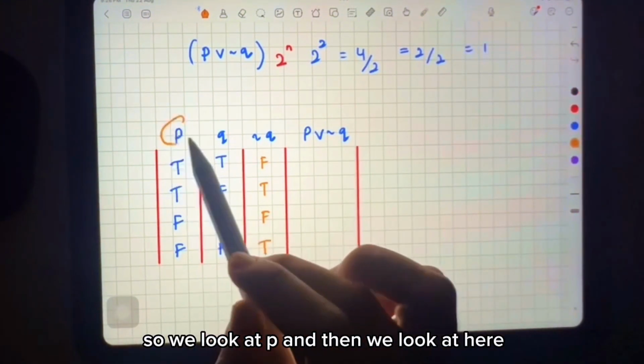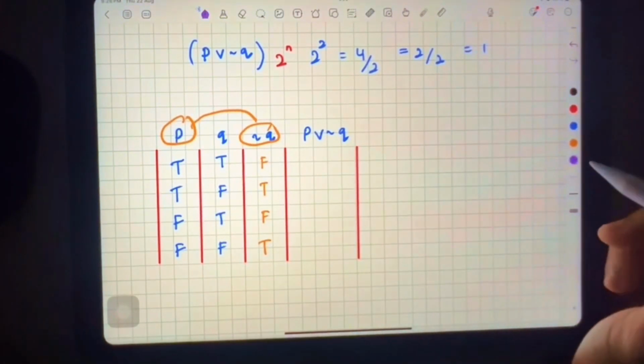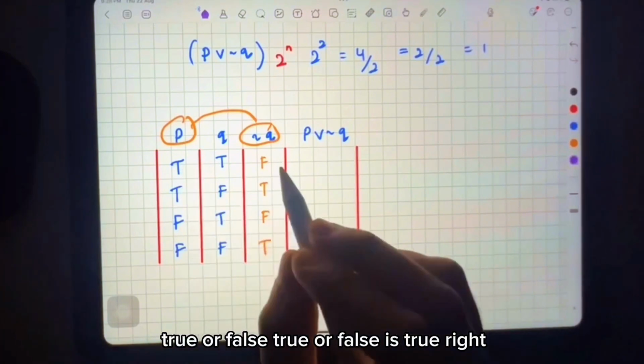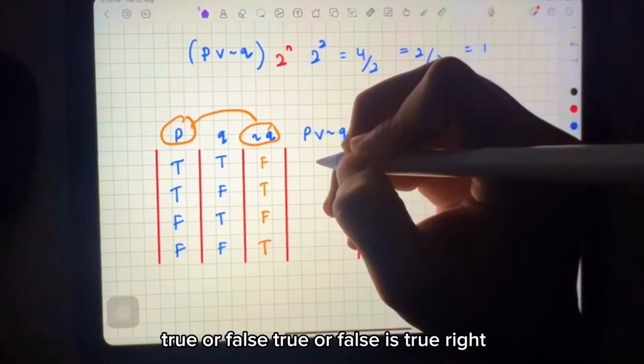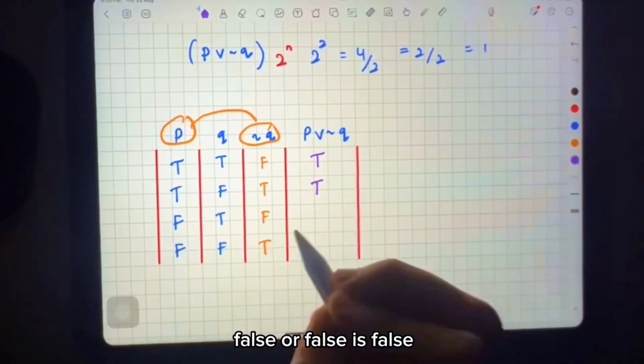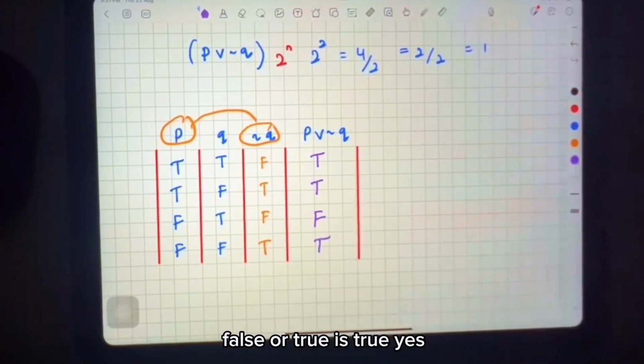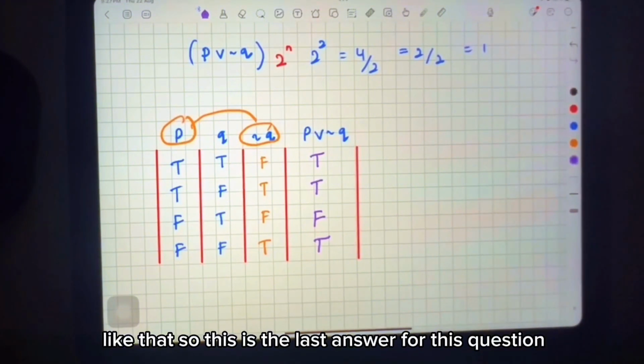So we look at P and then we look at here. So the answer is true or false. True or false is true, right? True or true is true. False or false is false. False or true is true. Yes, like that. So this is the last answer for this question.